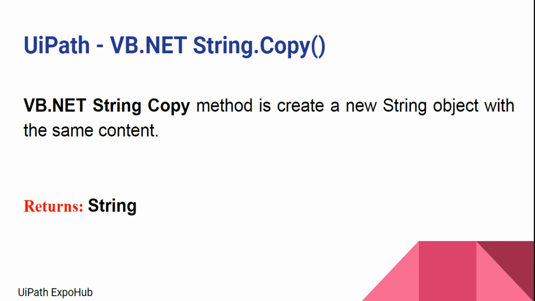The copy function generally copies the value of a variable to another variable, which you can simply do by an assign activity. But by learning this, it will help you dynamically assign some value where you cannot use an assign activity, or it will help you reduce your number of activities. So let's see what I'm talking about: VB.NET String.Copy and how I can build the phone number use case.